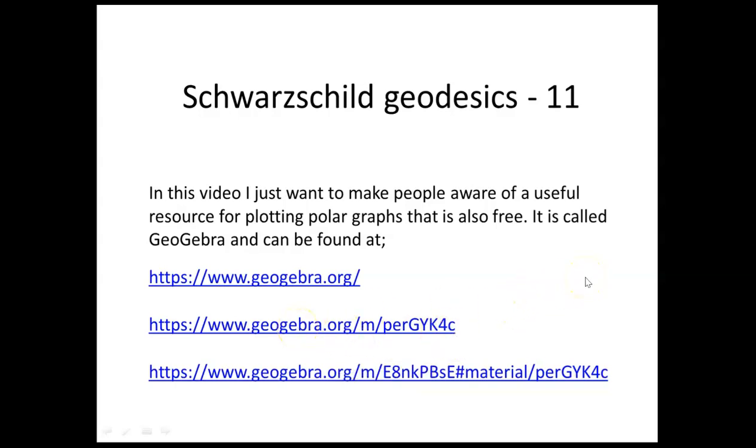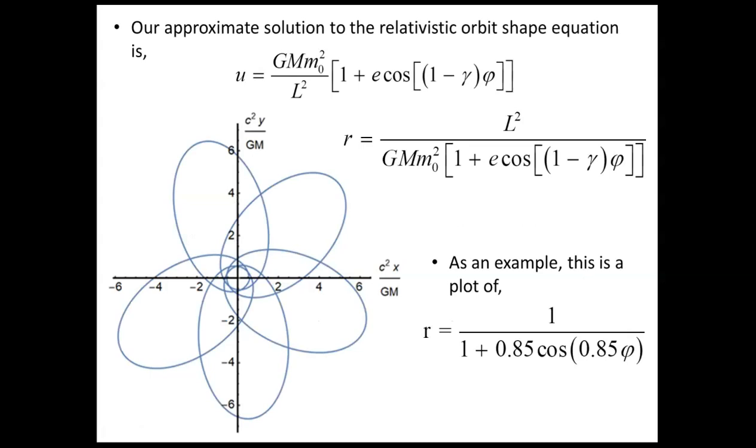What I'm going to do as an example is look at the relativistic orbit shape equation. We know that in general relativity, orbits of objects, planets, stars, whatever, precess in their orbit. The orbit of Mercury is one of the earliest supporting bits of evidence for general relativity, how it precessed. And so what I'm going to do is plot this in the polar grapher.